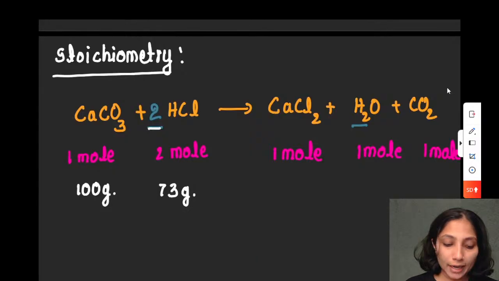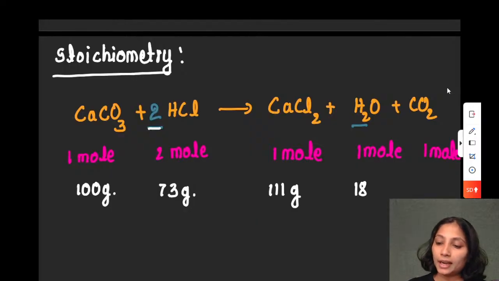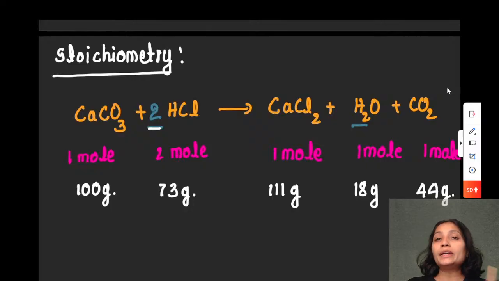And CaCl2, calcium chloride, is 111 gram, water is 18 gram, and 1 mole of carbon dioxide is 44 gram. This is stoichiometry in terms of mass. In terms of mole or in terms of mass you should be able to say. In case volume is given, you should know volume also. We have studied volume in the mole concept. Now based on this, we have to solve questions.